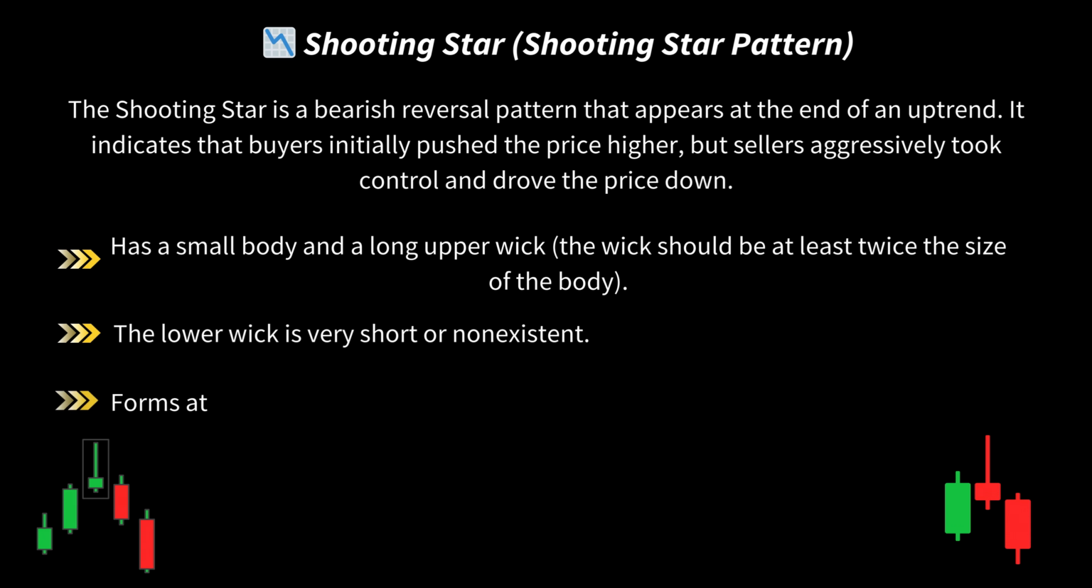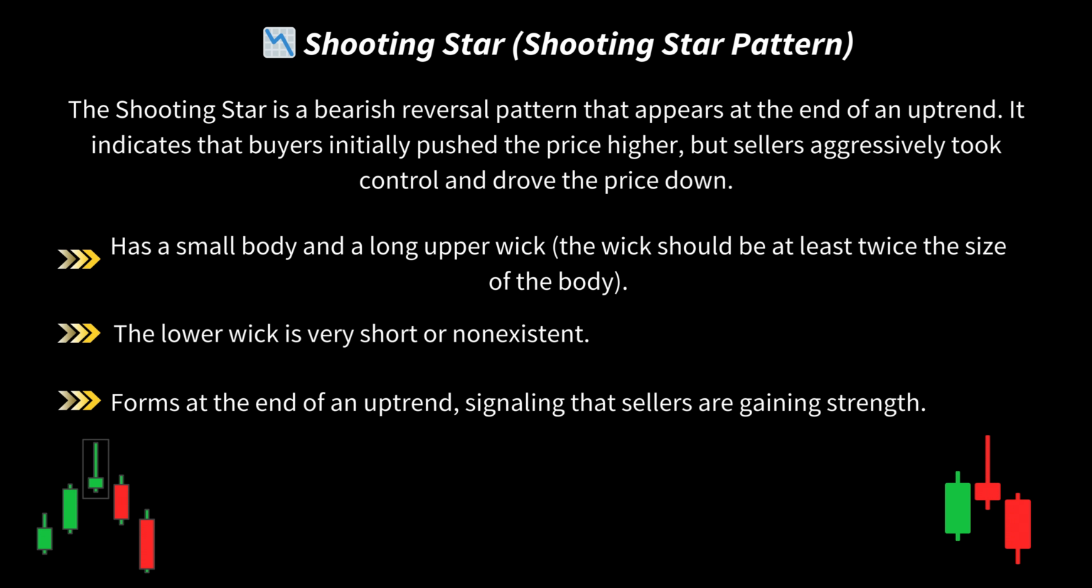Characteristics: has a small body and a long upper wick. The wick should be at least twice the size of the body. The lower wick is very short or non-existent. Forms at the end of an uptrend, signaling that sellers are gaining strength.